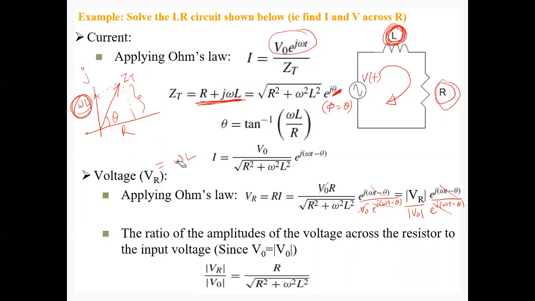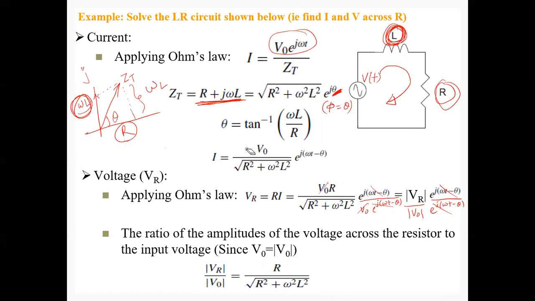So Y is omega L, and R is your X. So how do you find theta? Tangent of theta equals omega L over R. Then what is theta? Your theta is inverse tangent of omega L over R. That's what it is. Then you can plug this in here.